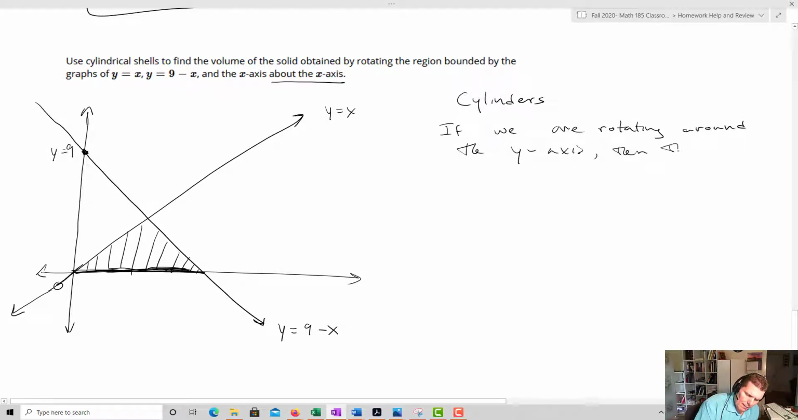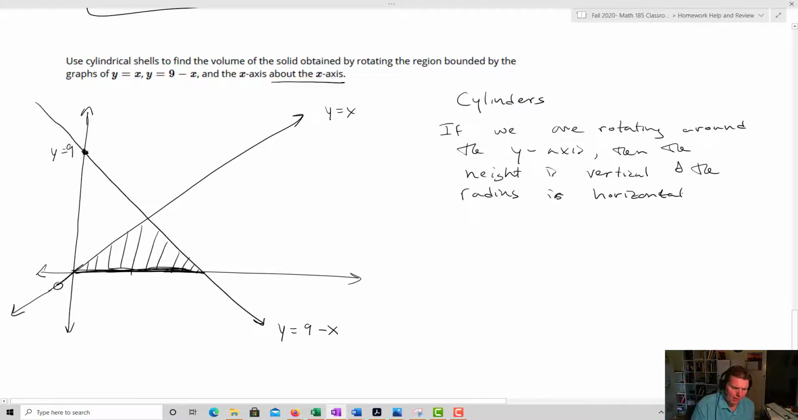then the height is vertical and the radius is horizontal. So basically the radius is going to be perpendicular to the axis of rotation, and the height is going to be parallel. If you think about it this way, it kind of makes sense.